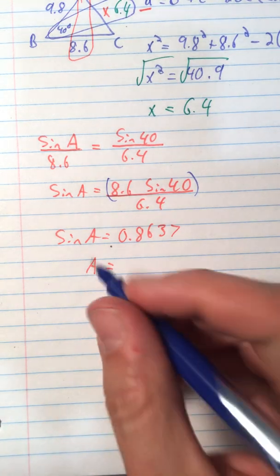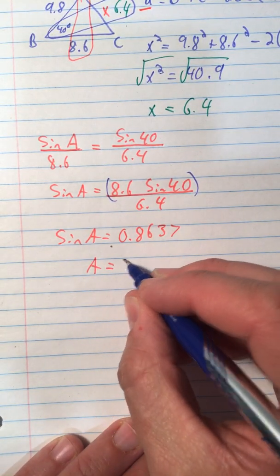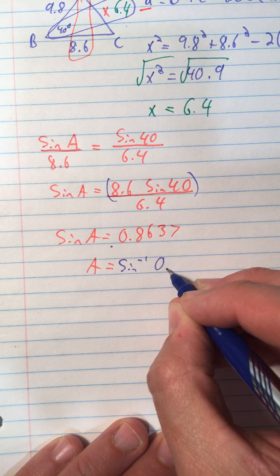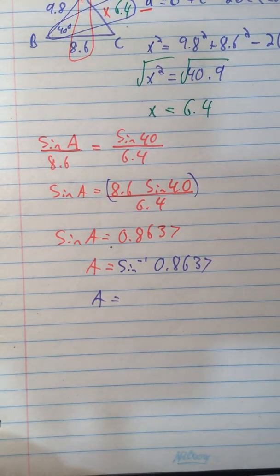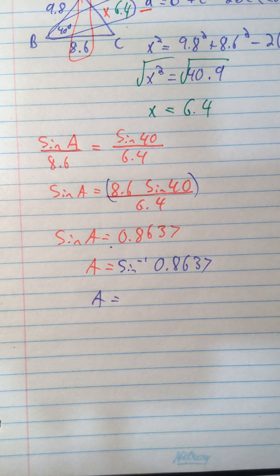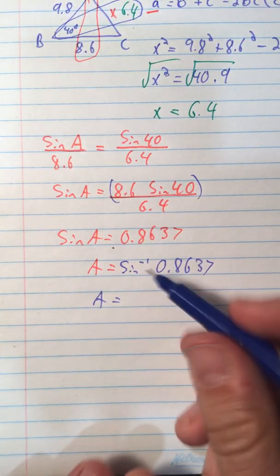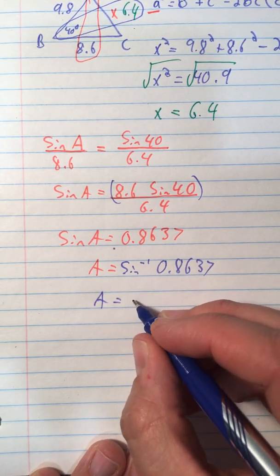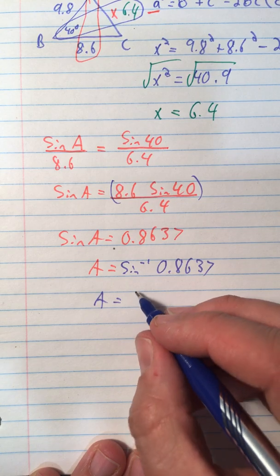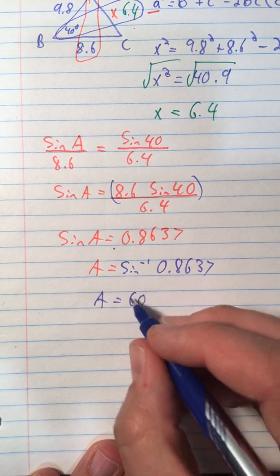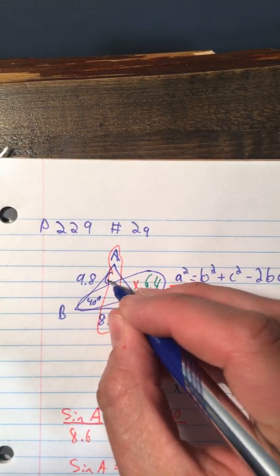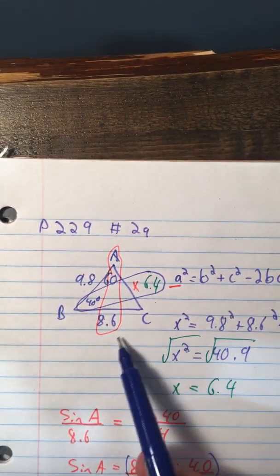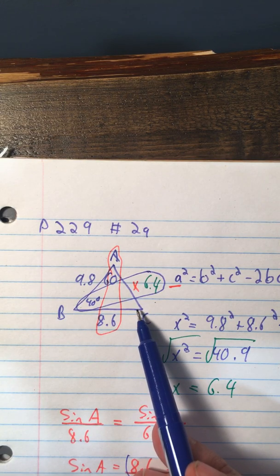So it's going to undo the sine on both sides. A is going to equal the sine inverse of 0.8637. A is equal to 59.7. I'm going to round this to the nearest degree for angles, so I'm going to round that to 60. So A is 60 degrees. That is 60 degrees.